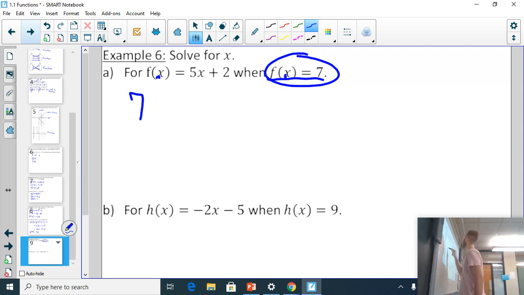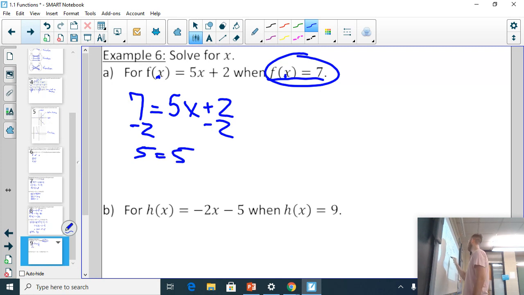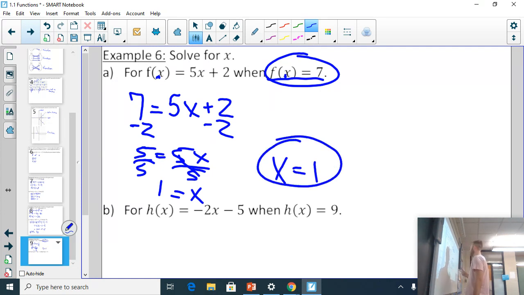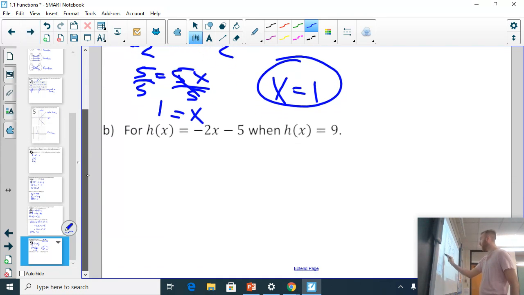So, 7 equals 5x plus 2, and now I can solve, right? Subtract 2 from both sides, and we're left with 5 equals 5x. And then divide both sides by 5, and we'll get that x equals, and then 5 divided by 5 is just 1. And if you want to rewrite it with x on the left side, that's totally fine too. And now we're going to do the same thing here, right? So for h of x equals negative 2x minus 5, we need to find x when h of x equals 9.